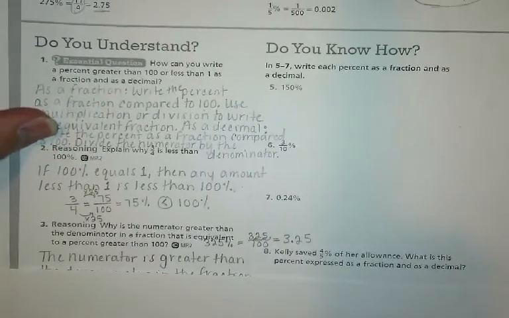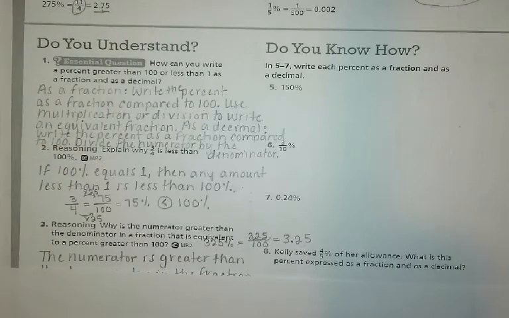Okay, next we're going to do questions 5 through 7. You're going to write each percent as a fraction and as a decimal. So they give us the percent and we're going to convert it to the fraction and decimal equivalent. I'm going to walk you through question number 5 and 6, and then I will give you a few moments to try number 7 on your own.